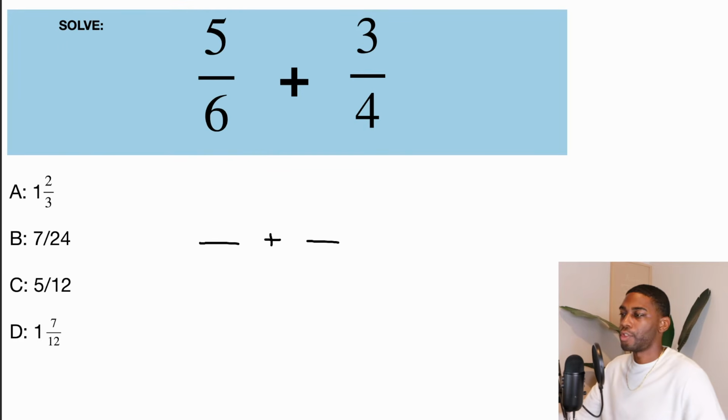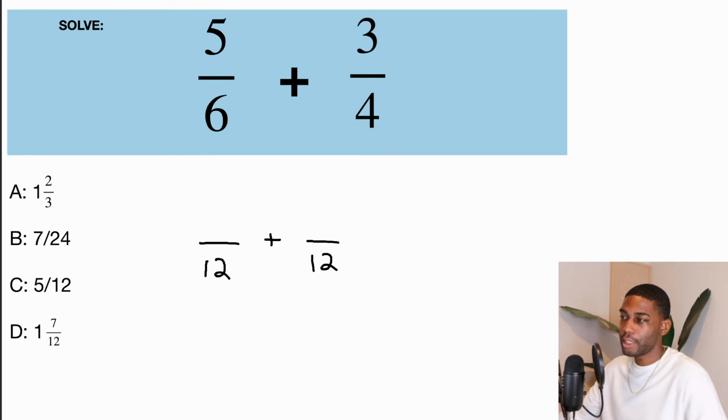Right? It's true that 6 goes into 12. Yep, that is true. And it is also true that 4 goes into 12. So we can use 12. Why did I use 12? Why did I just jump straight into 12?